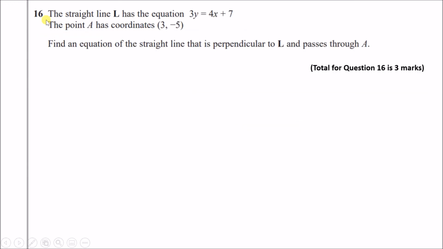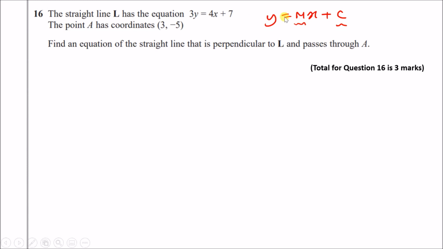And that's it. So the straight line L has the equation 3y equals 4x plus 7. Alright? The point A has this coordinate, 3 and minus 5. Okay, so before I read the rest of this, every time you're given a straight line in any equation, yeah, so typically these types, always rewrite this into the form y equals mx plus c, yeah? In this case, where m is your gradient and c is your y-intercept, okay? Basically, when you do this, it will make the later equations easier.